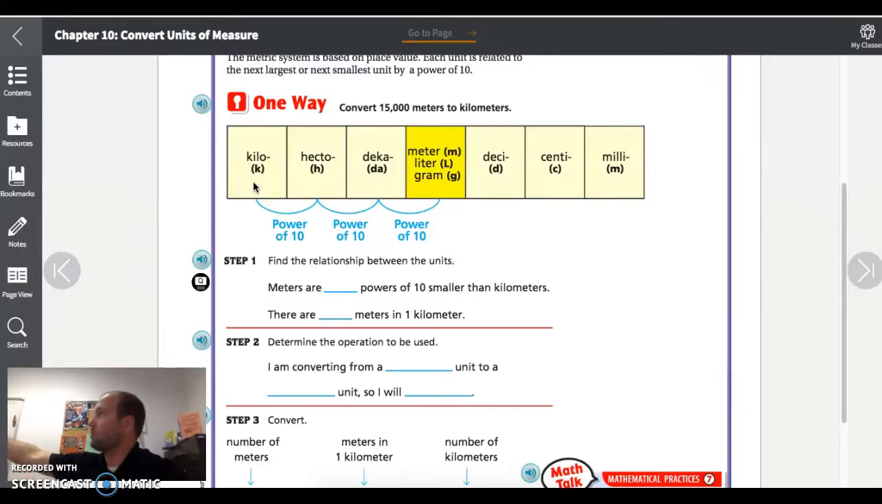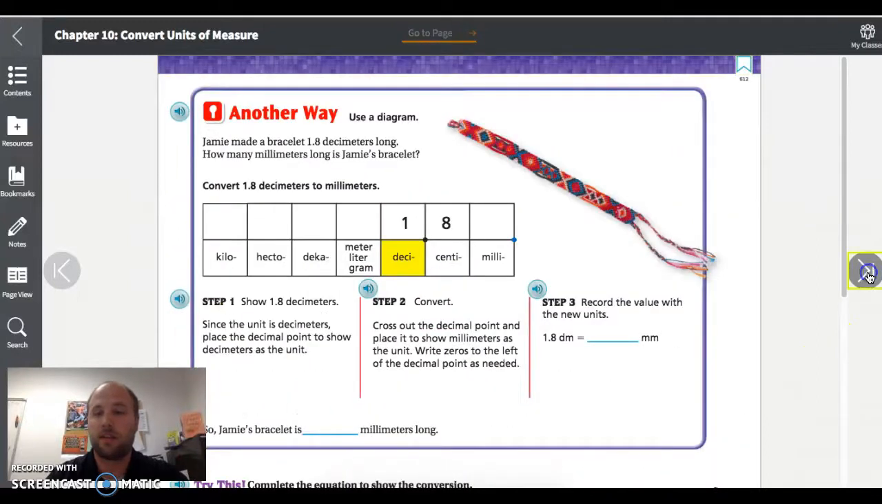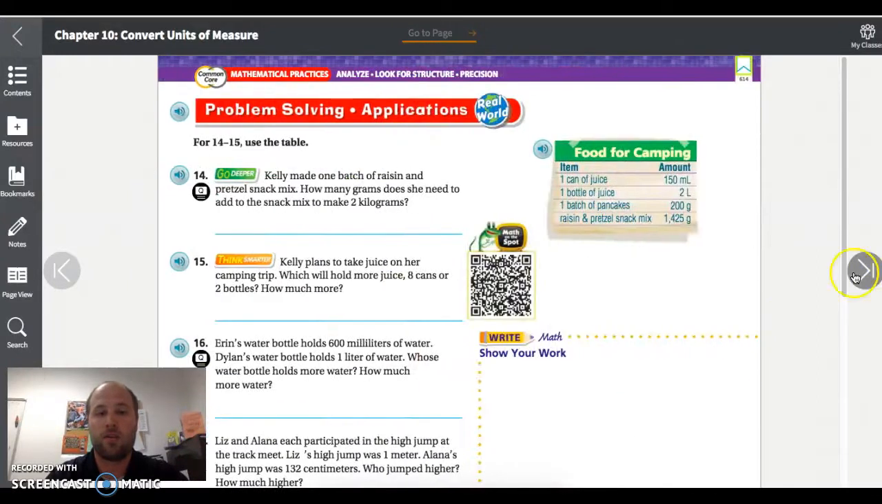Go back to our rules. If we're going smaller to larger, we're dividing. If we're going larger to smaller, we're multiplying. Follow our rules and you'll be good. All right, so there's that way. I'm actually going to do something a little bit different, something you're not used to. We're going to skip the other way. We're going to go all the way to here.